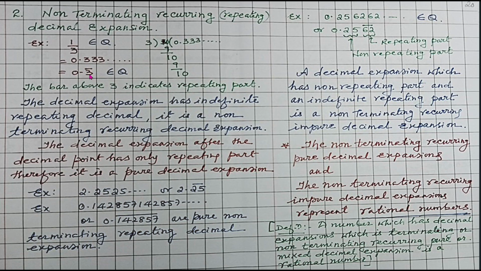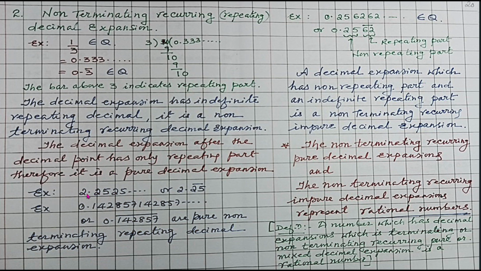The bar above 3 indicates the repeating part. The decimal expansion has indefinite repeating decimals. That means it is unending here. Therefore, it is called indefinite repeating decimals, and it is a non-terminating recurring decimal expansion. The decimal expansion after the decimal point here has only a repeating part. See, if you observe here, it is a repeating part. After the decimal point, it is repeating 3333, and therefore it is called a pure decimal expansion. Mind you, it is a non-terminating repeating decimal expansion, but a pure decimal expansion, because exactly after the decimal point there are numbers which are continuously repeating.